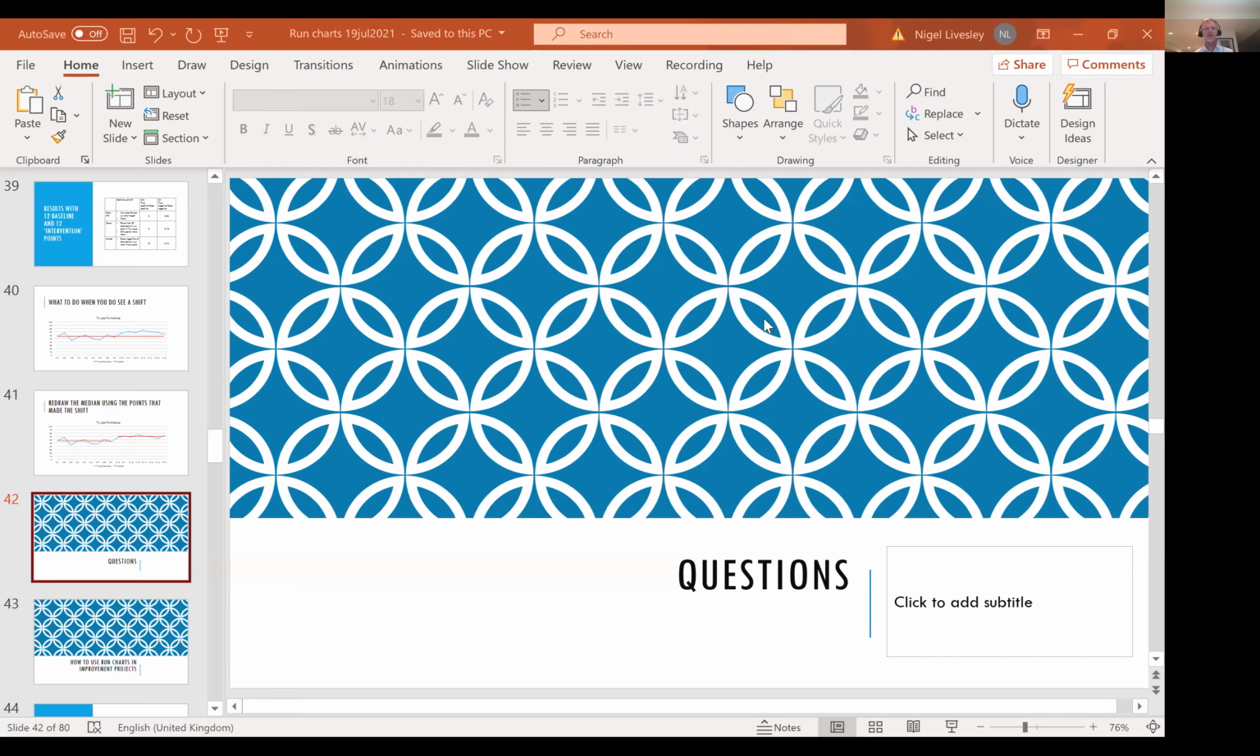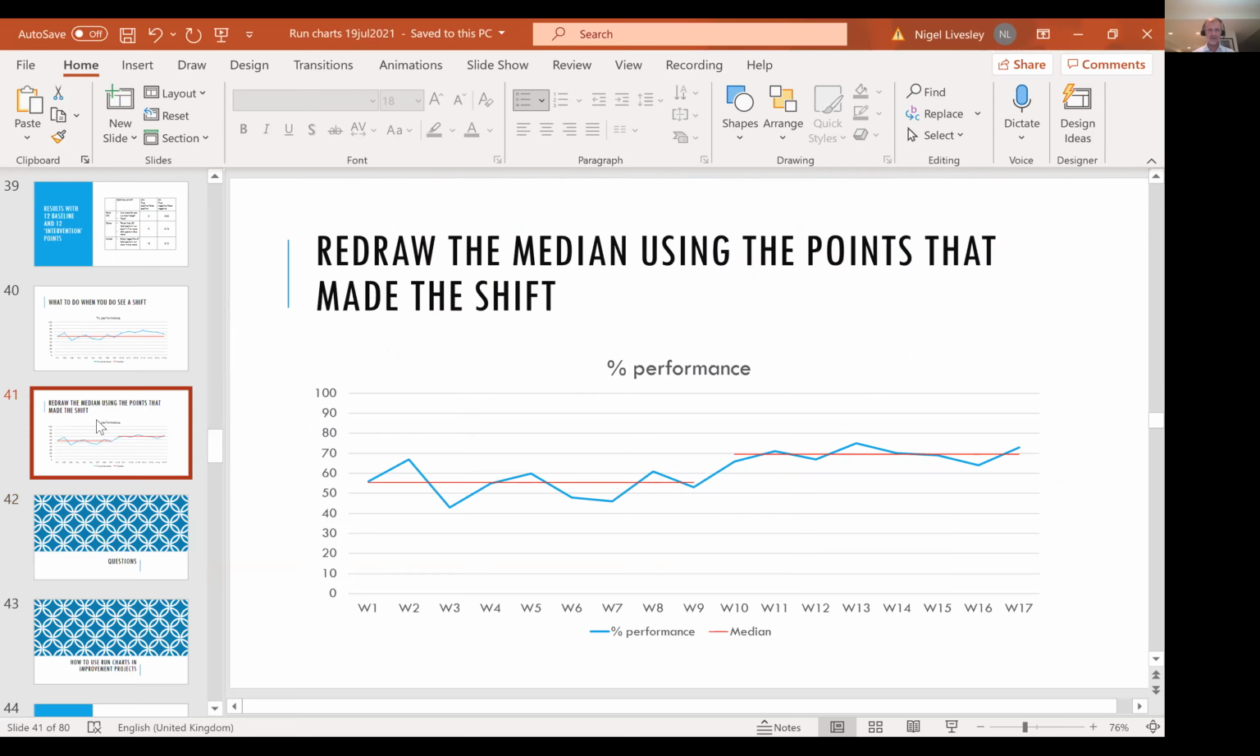So yeah, shifting the median. That's a good question. You should use the same points that made the shift. If your criteria for having a shift is 8 points in a row, a run of 8 points, then I use those 8 points to make the shift. And I start with the first place where the shift started. So again, coming back to this example, the week 10 is the first data point where the shift starts, and so that's where I changed the median.